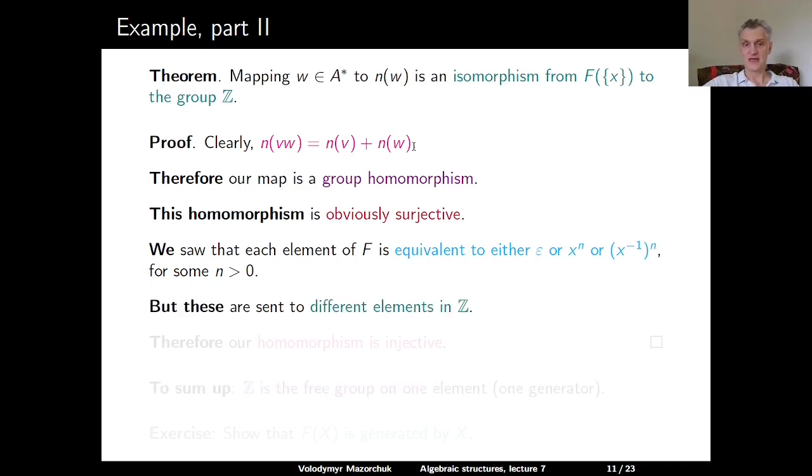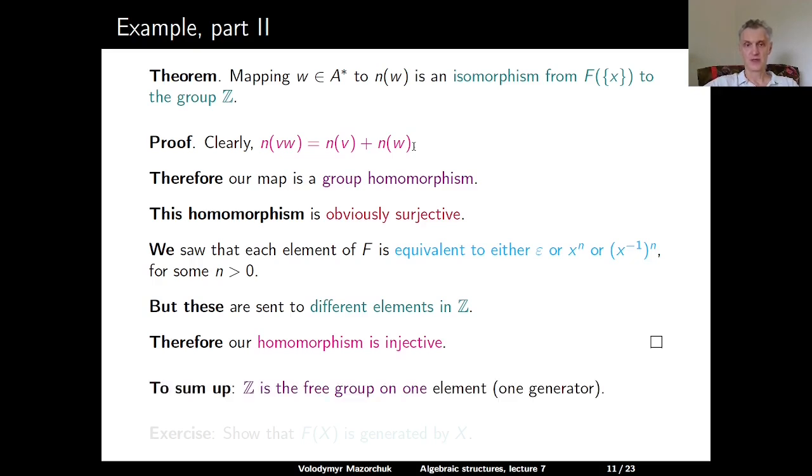But all these elements are sent to different elements in Z, and therefore our homomorphism is injective. So we have a homomorphism which is both surjective and injective, so it's an isomorphism, and this completes the proof of the theorem. So the additive group of integers is the free group on one element, with one generator. It's a nice exercise, by the way, to show that the free group F of X is generated by X.